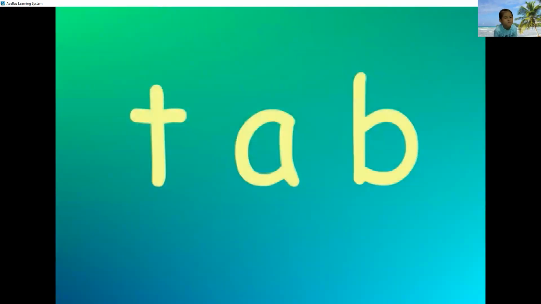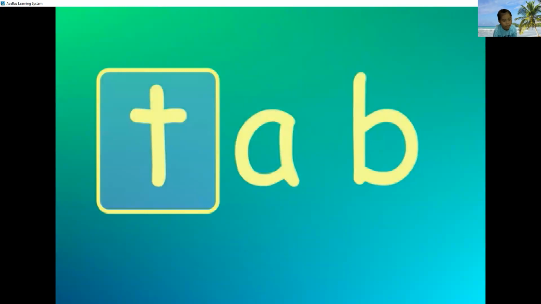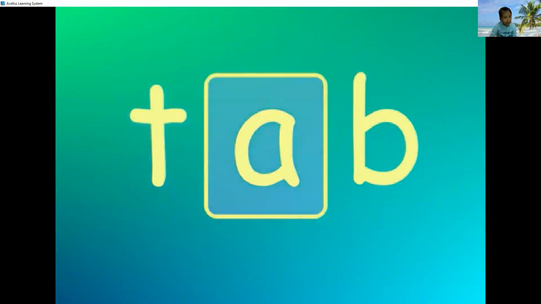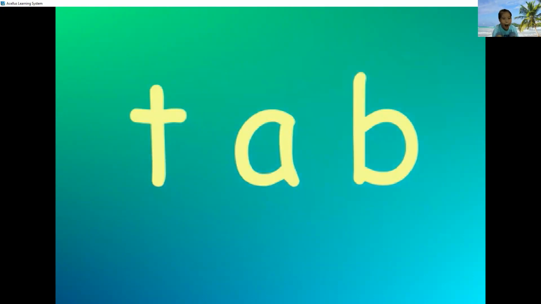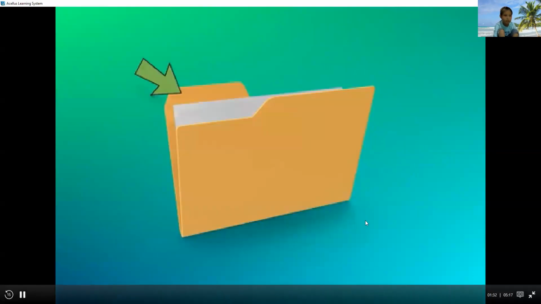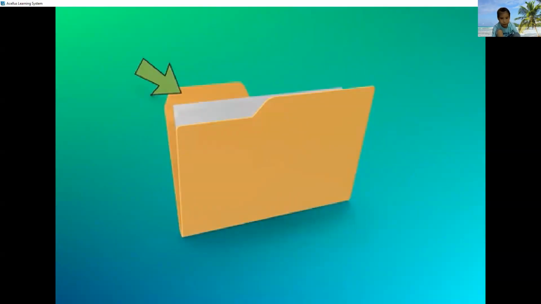I see the letter T. What's the sound for T? And I see A, the sound for A, and the sound for B. Okay, let's put all the sounds together. Ready to go fast? Tab. Did you hear that? All right, tab. Tab is like the little thing that sticks out on a folder. They have a little tab, something that you might be able to pull.